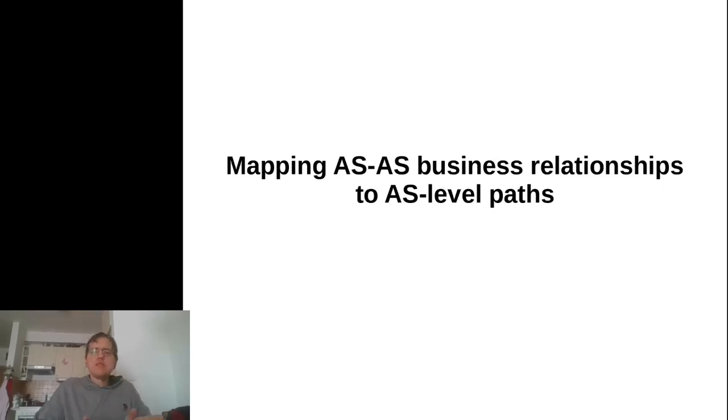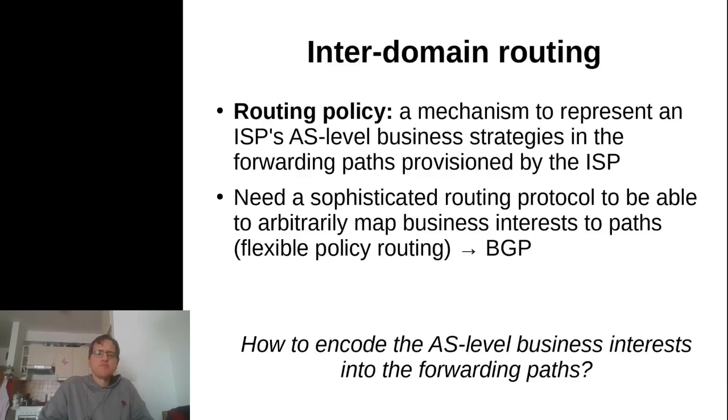So after this longish introduction, let's just jump to the main topic of this lecture, which will be about mapping the service model and the autonomous system level business relationships into actual AS level paths. Let's just again recall a couple of definitions. So now we are going to just discuss interdomain routing.